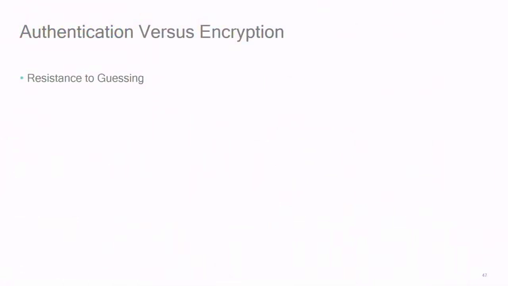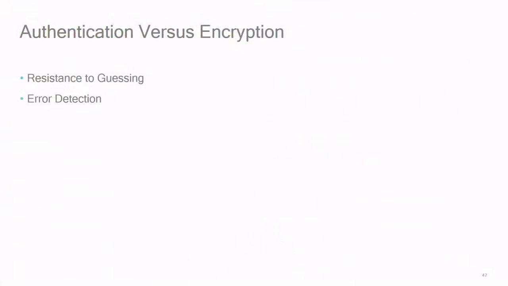A good question to ask is, why authentication, why not encryption? And the train of thought that might lead you to encryption being a better solution is the resistance to guessing. With encryption, if I'm going to guess a valid encrypted pointer, I have a 1 in 2 to the 64 chance of doing that. Whereas with authentication, I have a 1 in 2 to the size of the authentication code. So on the surface, it seems like encryption would be the better choice.